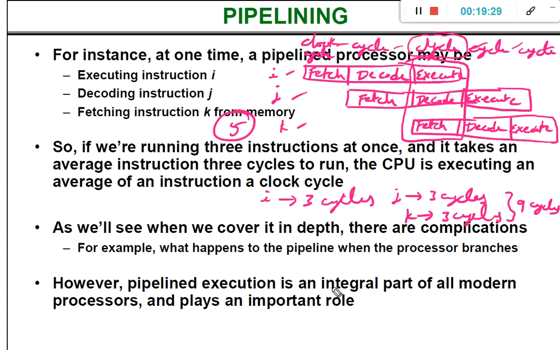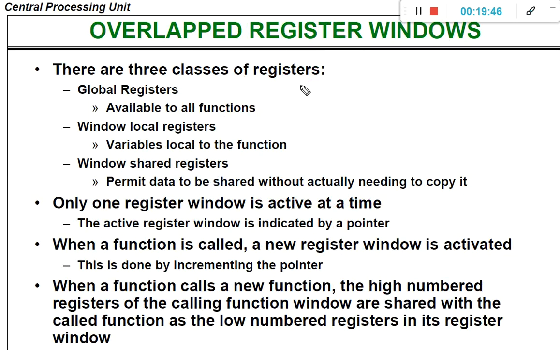So in all the present day modern processors, you have pipelined execution as an integral part. Because we are implementing the pipelining concept, processors are going to execute the instructions very fast. That is about the pipelining concept. The next concept is overlapped register windows.